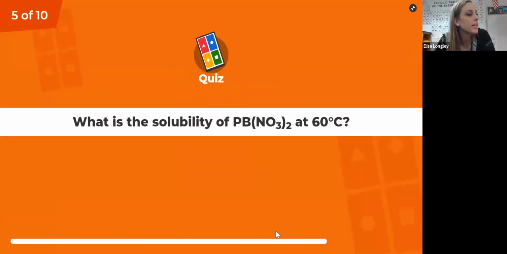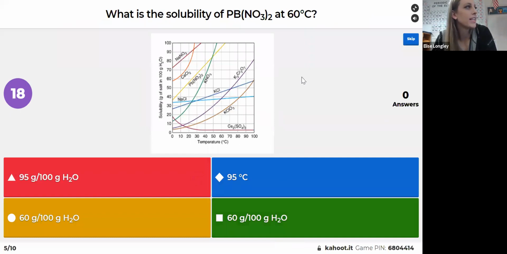What is the solubility of lead nitrate at 60 degrees Celsius? And yes, I see my typo. No, I haven't fixed it.